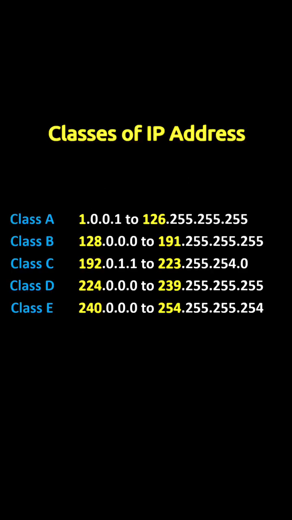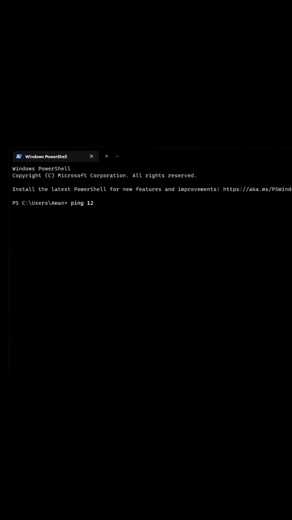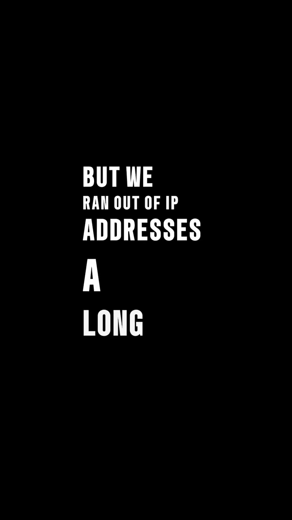Here, the first octet starting with 127 is missing. These IP addresses that begin with 127 are known as loopback addresses. We generally call them localhost, where we host apps locally for development or testing purposes. But we ran out of IP addresses a long time ago.